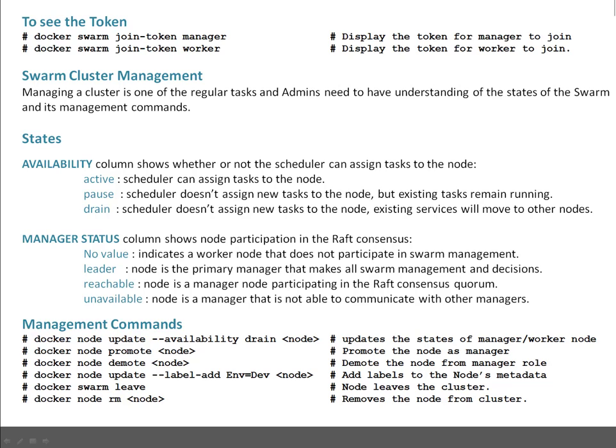Next state is drain. As the word describes, the scheduler doesn't assign any new task to that particular node. Existing services will be moved to the other healthy nodes. In which scenarios do we have to do drain?